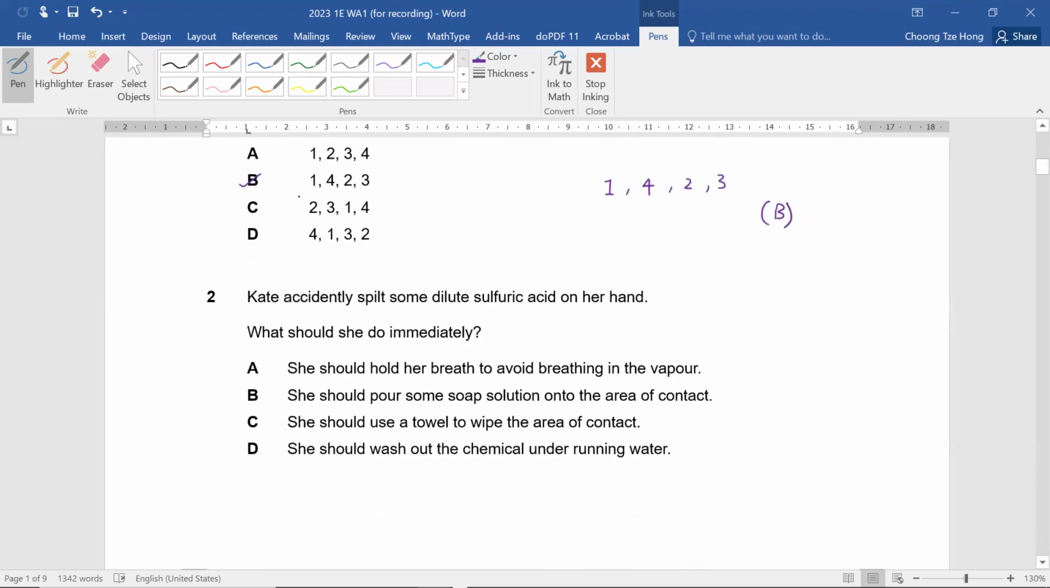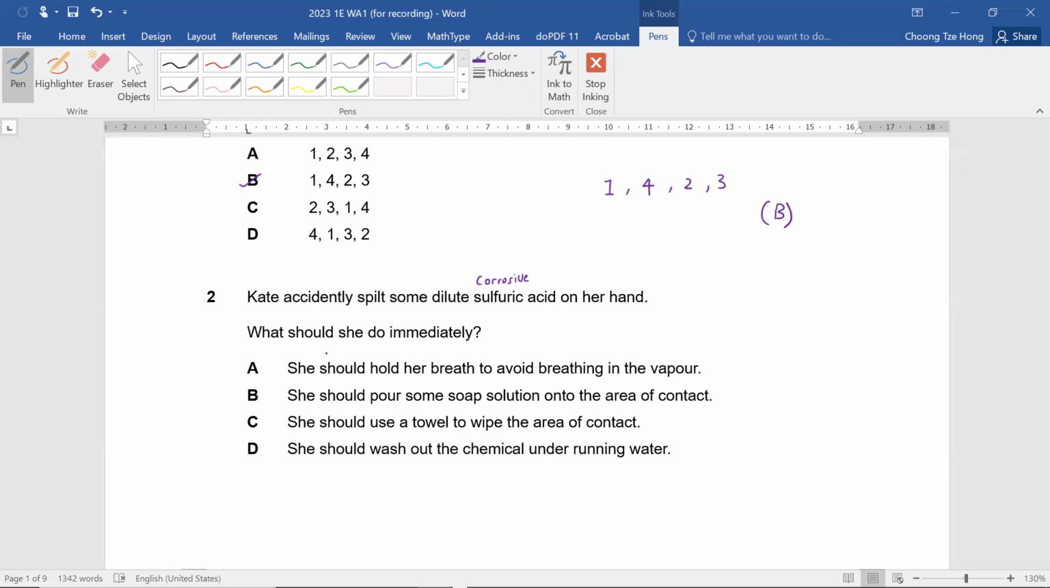Let's take a look at question 2. Kate accidentally spilled some dilute sulfuric acid on her hand. What should she do immediately? We know that sulfuric acid is something that may irritate or corrode the skin, so it's something corrosive. If something corrosive touches your hand, what will be the most important or most immediate thing that she should do? Should she try to hold her breath to avoid breathing the vapor, and then allow the sulfuric acid to continue to burn her skin?